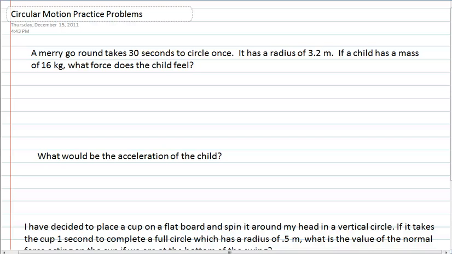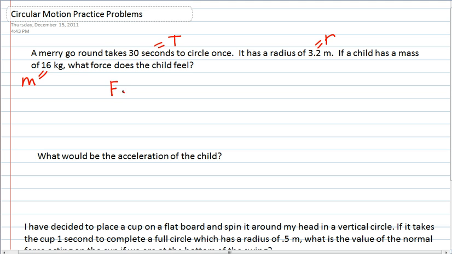Now let's take a look at a few practice examples using circular motion. Number 1 is that a merry-go-round takes 30 seconds to circle around once. That means that our period is going to equal 30 seconds. We're told it has a radius of 3.2 meters, and the child has a mass of 16 kilograms. We want to know what force does this child feel.